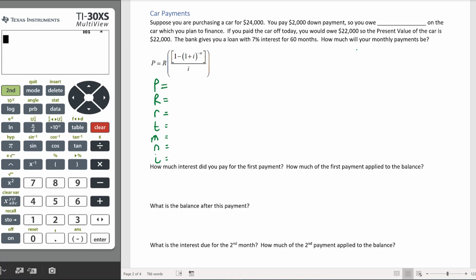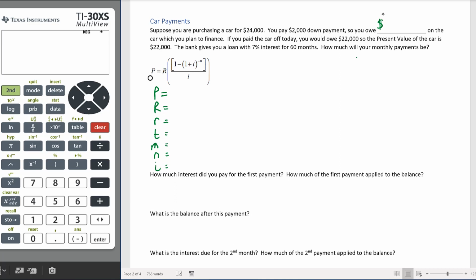Okay, so we're going to do another example for car payments. Suppose you are purchasing a car for $24,000. You pay a $2,000 down payment, which means you pay it as soon as you collect your car. So the part that you plan to finance is going to be the $24,000 minus the $2,000 down payment, and you're only going to finance $22,000 on the car. So if you paid the car up today, you would owe $22,000, so the present value of the car is $22,000.